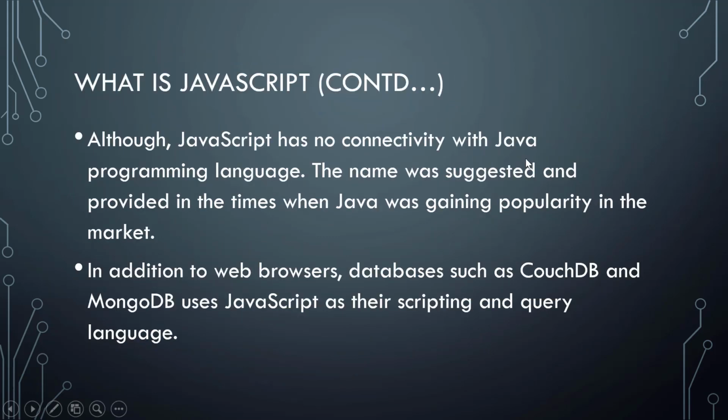Though JavaScript has no connection with the Java programming language, the name was suggested and provided by the W3C. The World Wide Web Consortium decided to name this scripting language JavaScript, because at the time Java was popular. Both are different. Java is a programming language and JavaScript is a scripting language used in web pages to create dynamic interactivity. In addition to browsers, databases such as CouchDB and MongoDB use JavaScript as the scripting and query language.